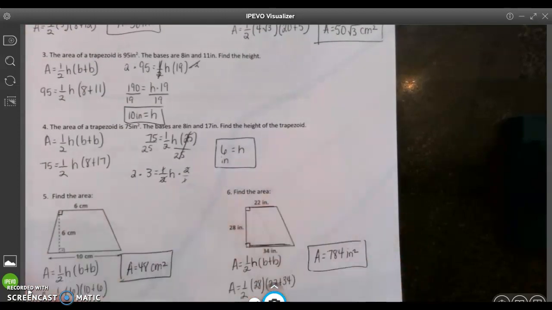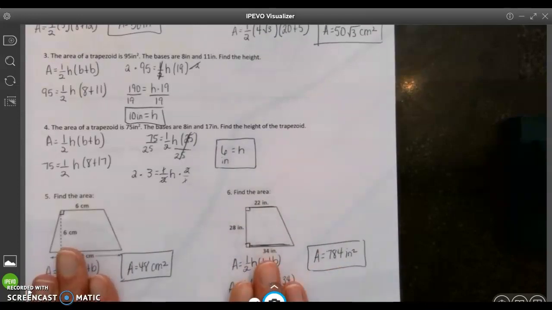So again, you'll be working in IXL using this formula just like these last two problems to get to a SMART score of 50.